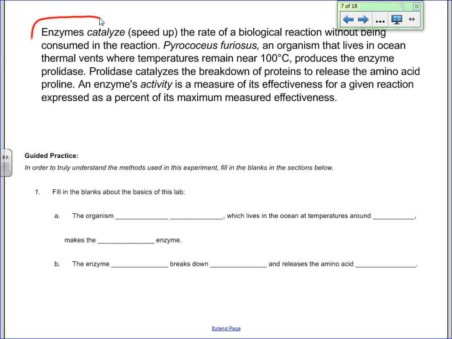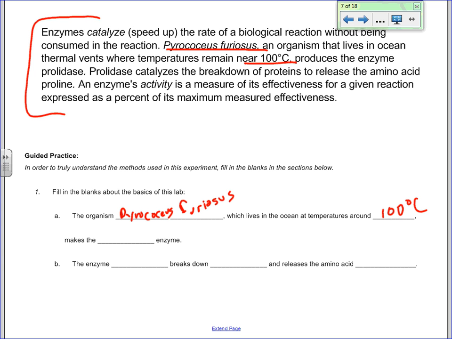Guided practice question 1 says fill in the blanks about the basics of the lab. That's coming from the first paragraph that you read in the passage itself. It says the organism blank blank. What we're looking for here is the name of the organism. What's the name of the organism that we're using in this case? Pyrococcus furiosus. Fantastic. Which lives in the ocean at temperatures around 100 degrees Celsius.